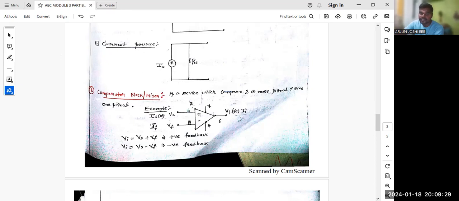Here, this diagram is nothing but an op amp. The op amp is an 8-pin IC, the 741 IC. Pin 7 is VCC, pin 4 is VEE, pin 6 is the output, pin 3 is the non-inverting terminal, and pin 2 is the inverting terminal. So you can take VI = VS + VF for positive feedback, and VI = VS - VF for negative feedback.